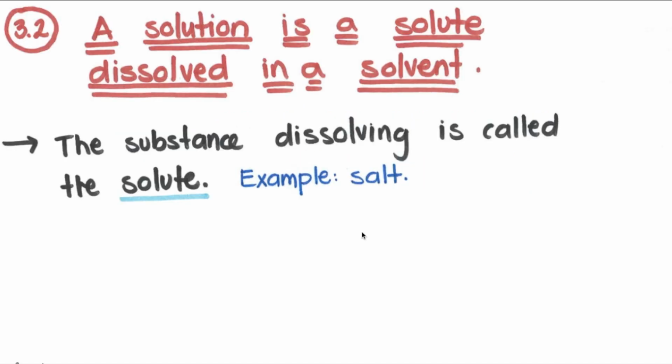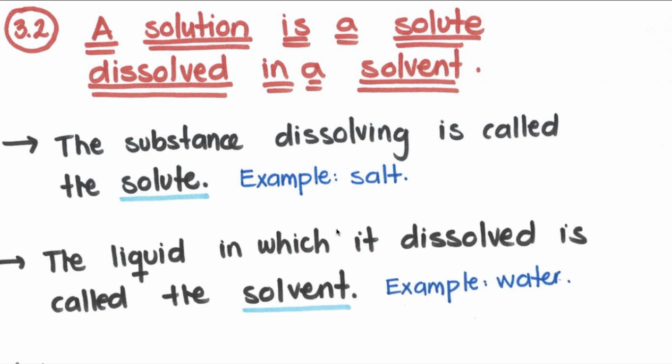Good. So a solution is a solute dissolved in a solvent. We are going to learn a lot of vocabulary in this chapter, so please take note and highlight these new words. The substance dissolving is called the solute, for example, salt. The liquid in which it dissolves is called the solvent, for example, the water. In what type of solution? Salted water, okay?